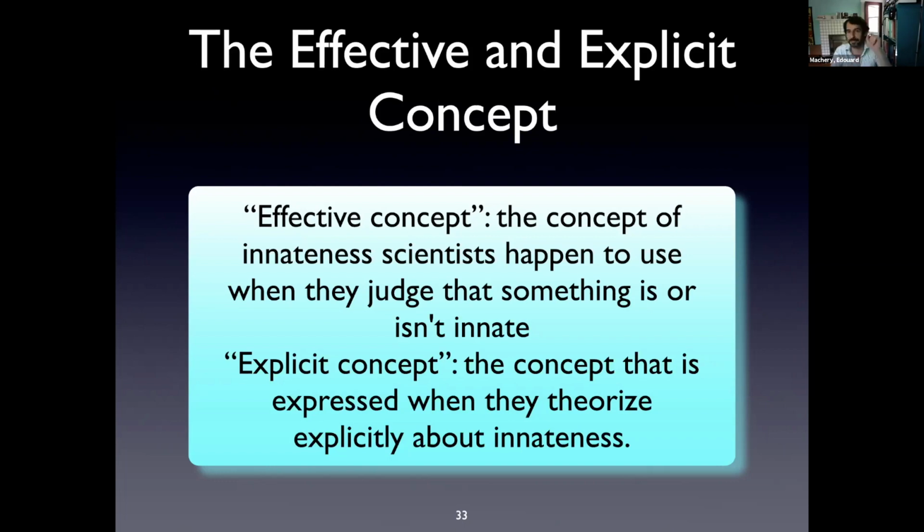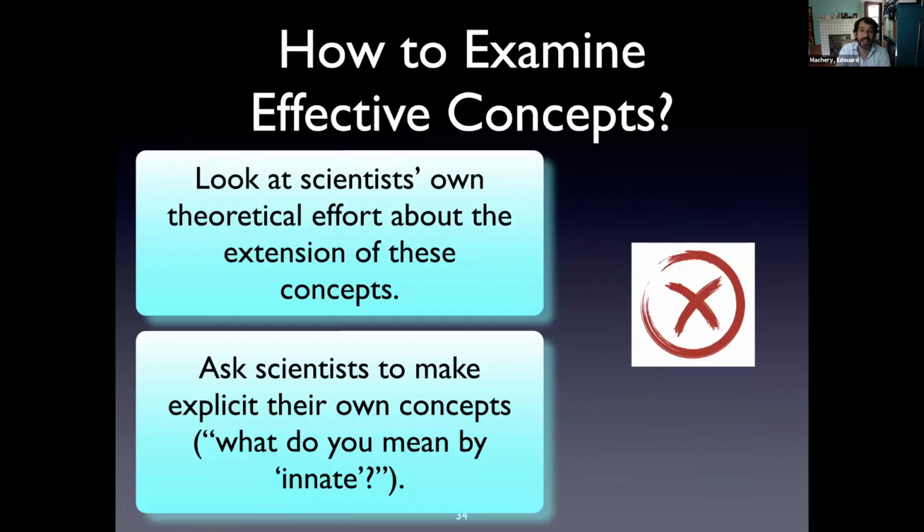When you read explicit work about innateness by scientists, you find one concept of innateness. However, when you look at the concept scientists happen to use in their everyday life, you find another concept of innateness, the effective concept of innateness. And what we are interested in is the effective concept of innateness, not the explicit concept of innateness.